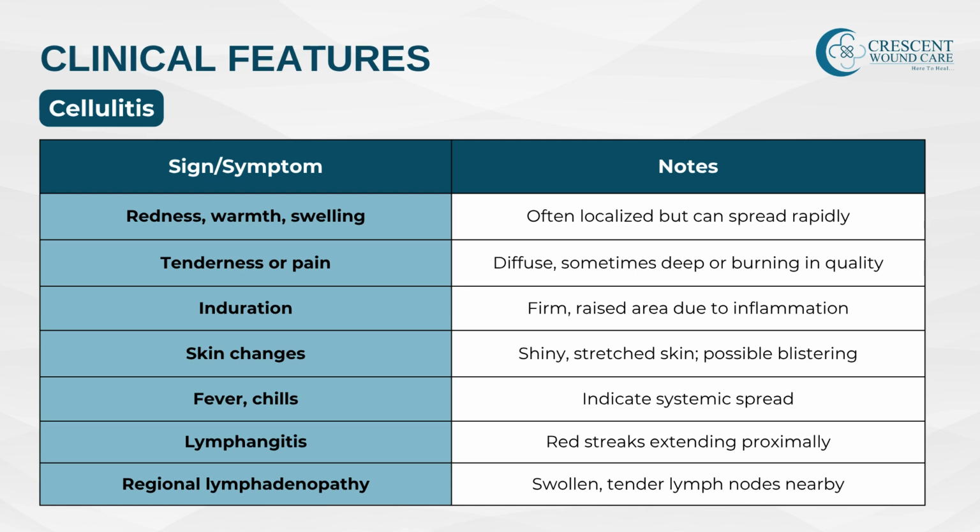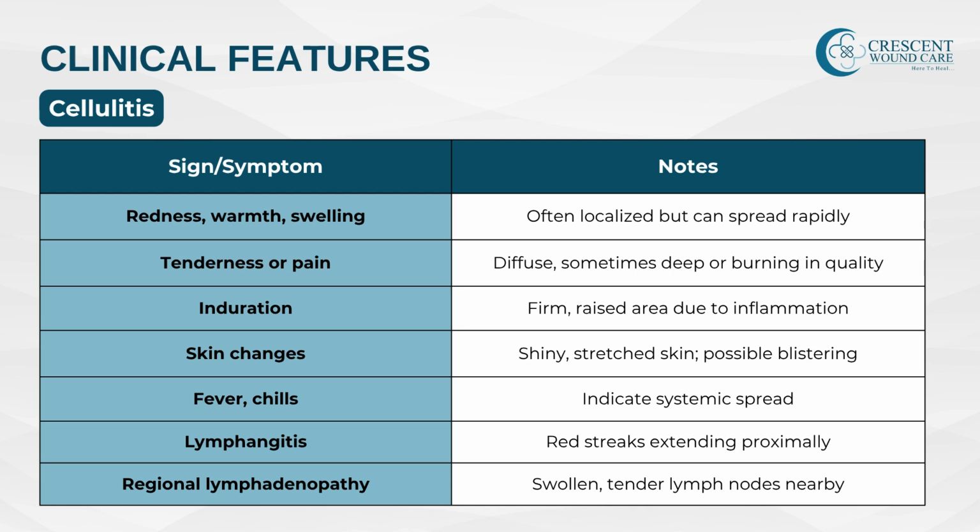How does cellulitis present? What should you look for? Local signs: redness, erythema that spreads over time, warmth, swelling, edema, tenderness or pain, shiny taut skin, especially in the legs, blistering or peau d'orange texture, orange peel-like skin. On palpation, you might feel induration, a firm, hardened area, or fluctuance if pus is forming.